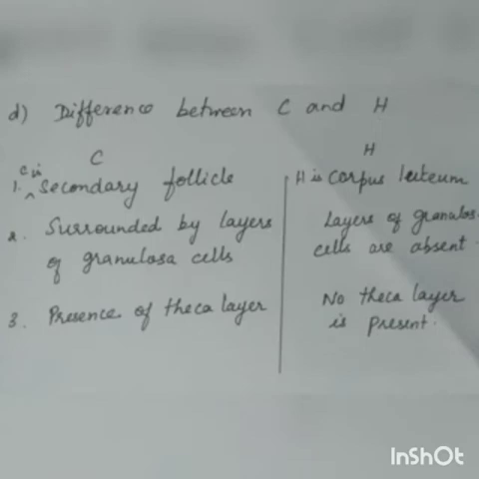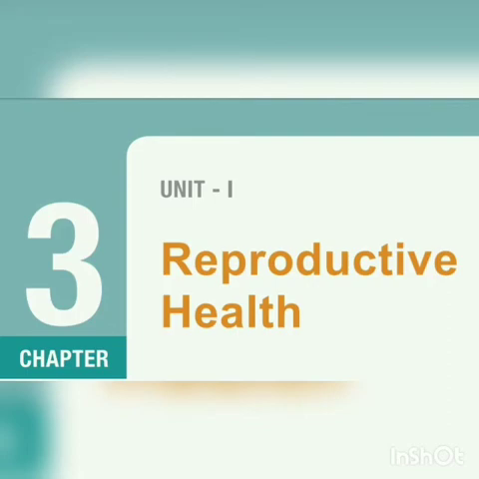Secondary follicle is surrounded by layers of granulosa cells, whereas in corpus luteum these granulosa cells are absent. In secondary follicles, there is the presence of thecal layers, but these thecal layers are absent in corpus luteum.